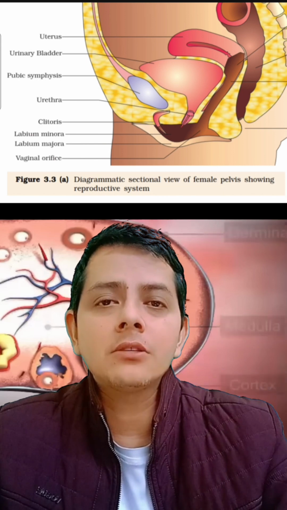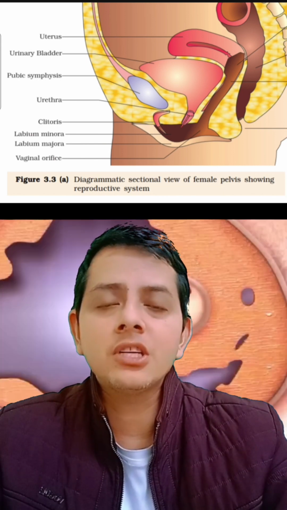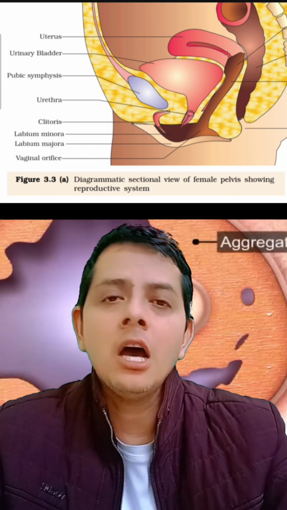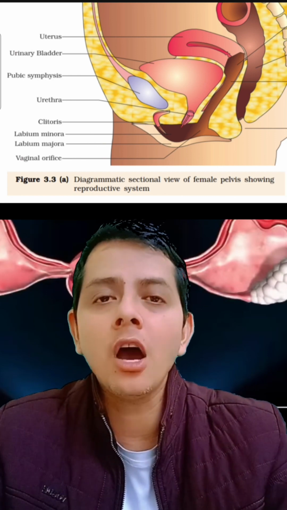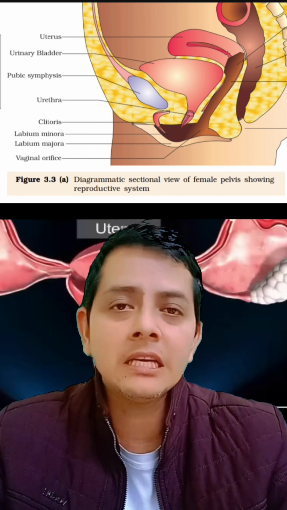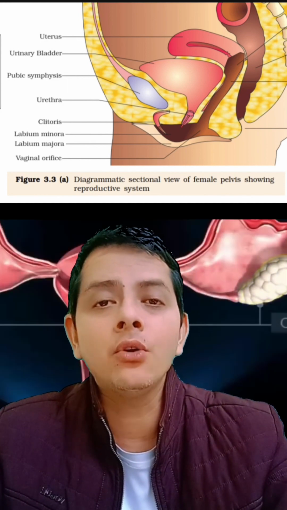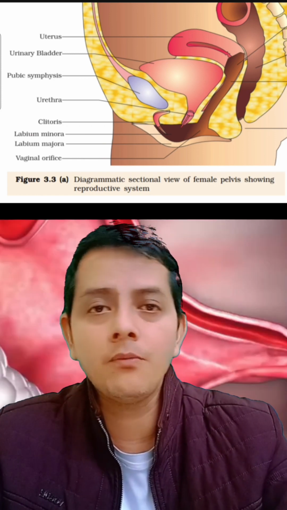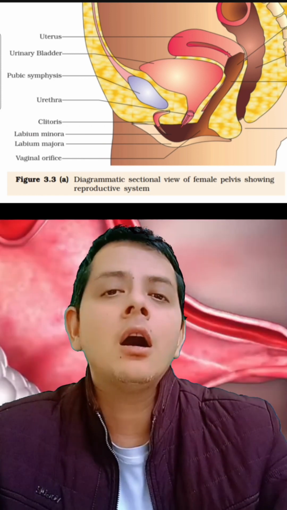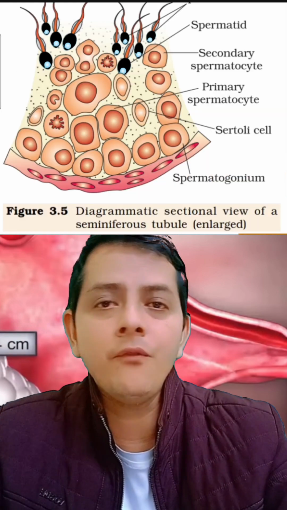So these are the internal parts of the female reproductive system, whereas the external genitalia include the mammary glands, the pubic hairs, and the two major flaps of skin called the labia majora. The two flaps of skin inside the labia majora are called the labia minora, and there is a finger-like projection at the fusion of the labia minora known as the clitoris. So these are the external genitalia in human females.